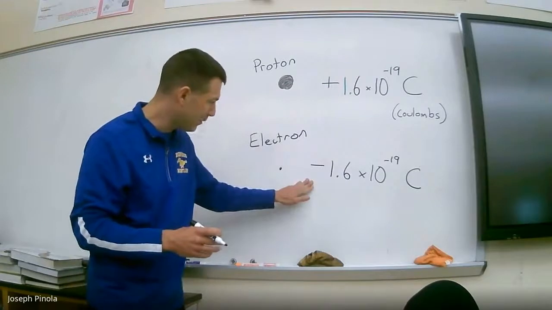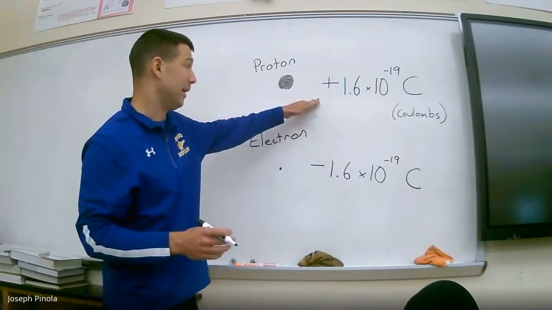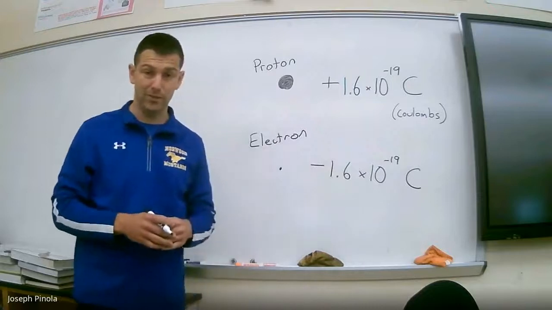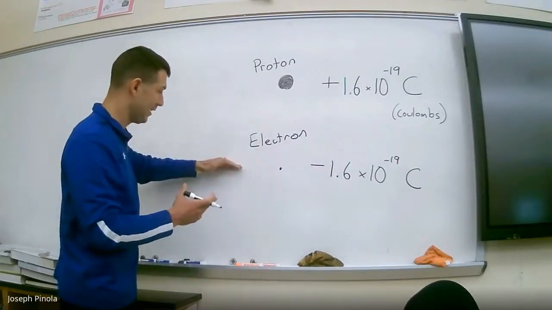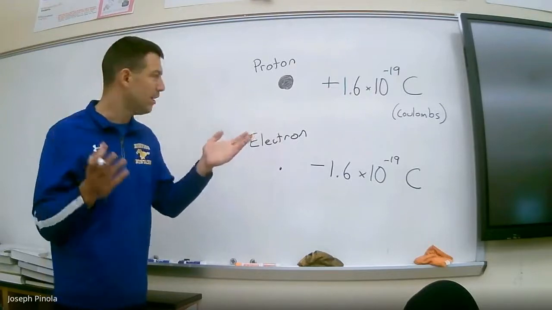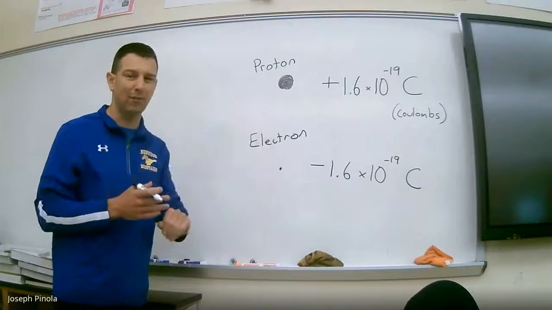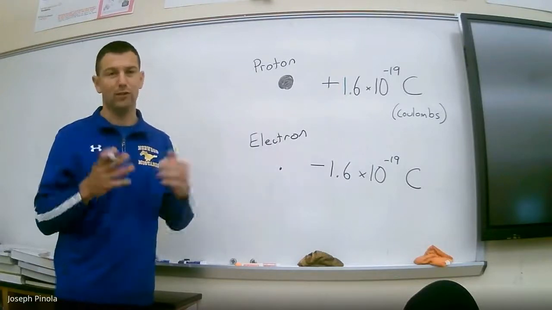A negative amount of this really small amount of charge and a positive amount of this really small amount of charge. That means if you put a proton and an electron together, you would have no charge because they would cancel each other out. One would be positive, one would be negative, and overall there would be no charge.